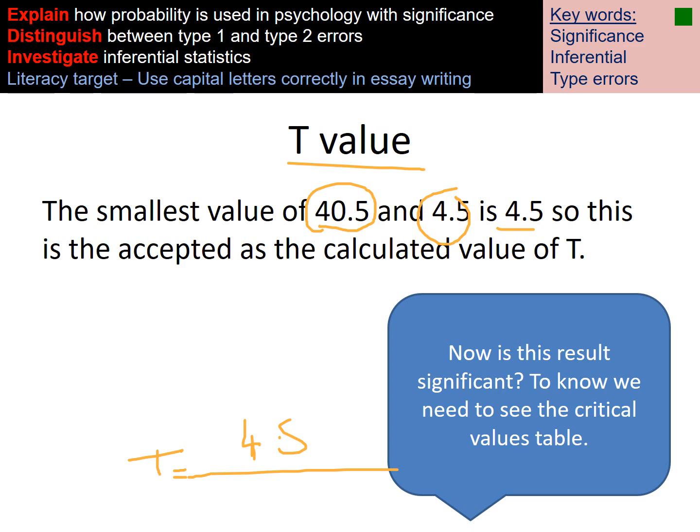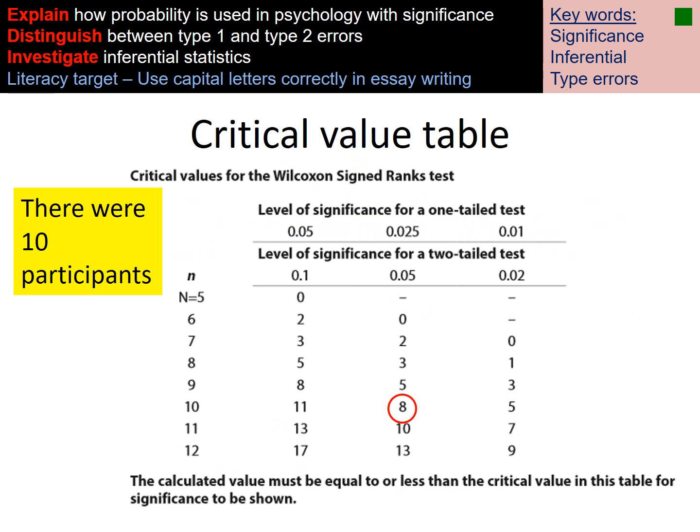Now that's it in terms of calculating the statistical test, but we've got to prepare for the fact that the next question will probably say, are the results significant then using what you've just worked out? And to do that, we need the critical value table. So we go back to our paper, because everything we need is given to us in the exam, and we look up the critical value table for the Wilcoxon's test. Now remember, N in psychology just means number of participants, and we had 10 participants, so I'm going to go down to N to 10.